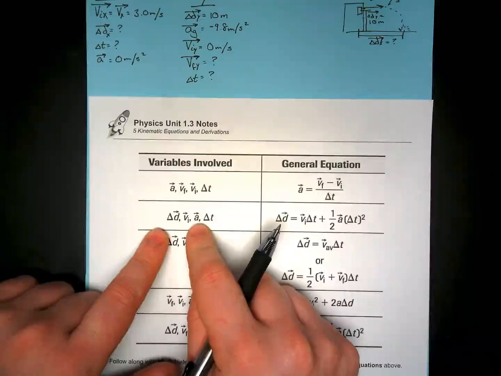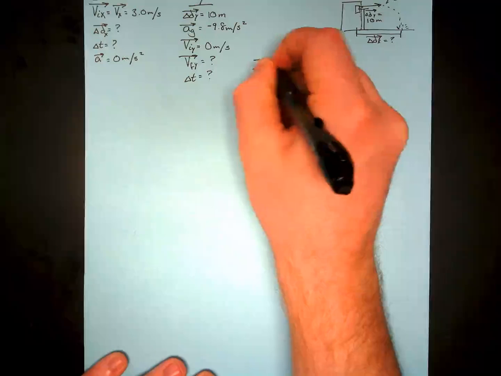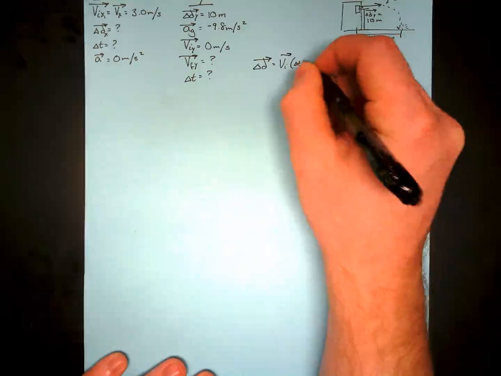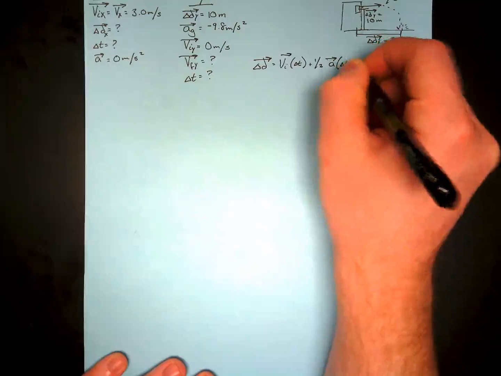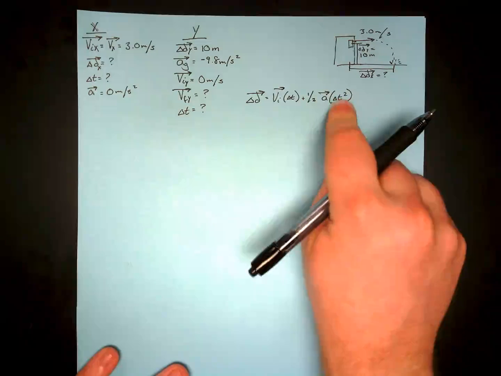I mean, yeah, this is the perfect equation. So we're going to use that to solve for time. Let's just quickly write it out. d is equal to vi times t plus 1/2 acceleration times t squared. And we've got to solve for t.